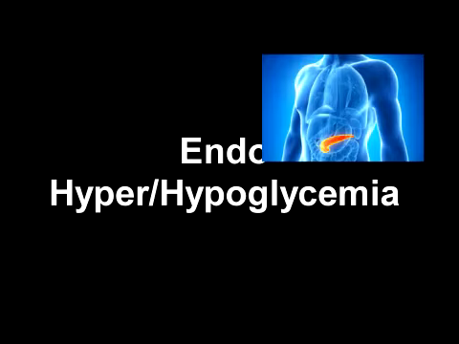The problem with this is that they block glucose reabsorption, so they cause glycosuria. And because they cause glycosuria, they predispose the patient to urinary tract infection. Okay? That's why people don't like them too much. These are your alpha glucosidase inhibitors.